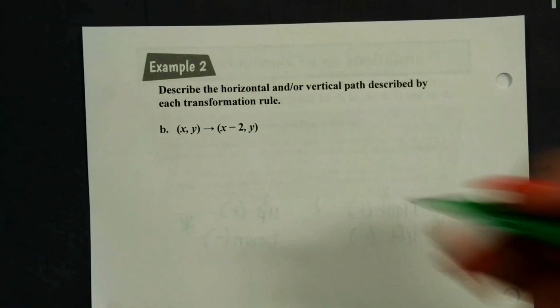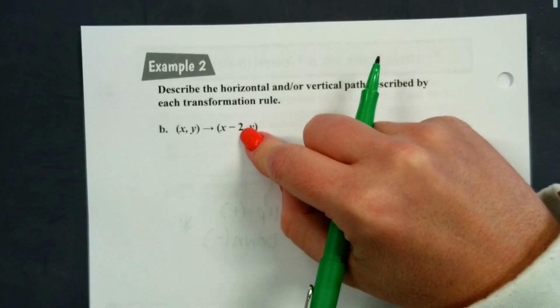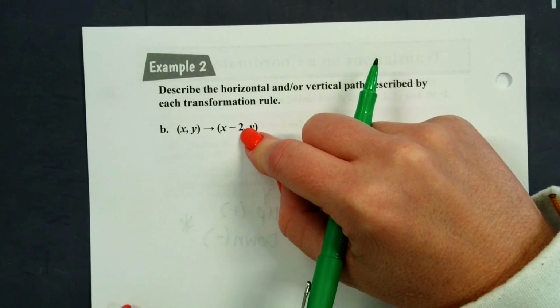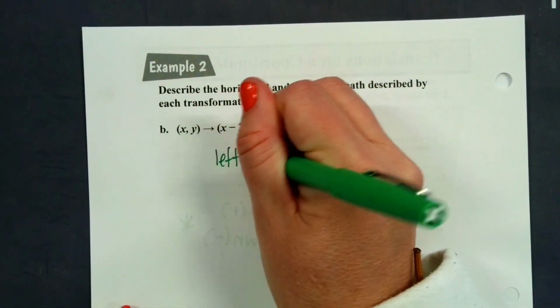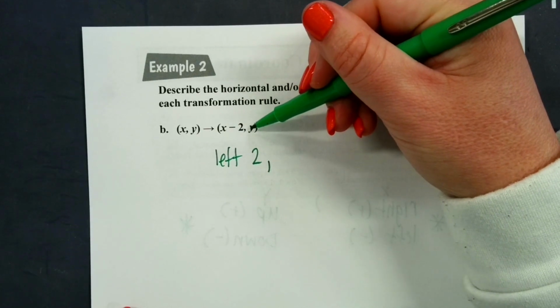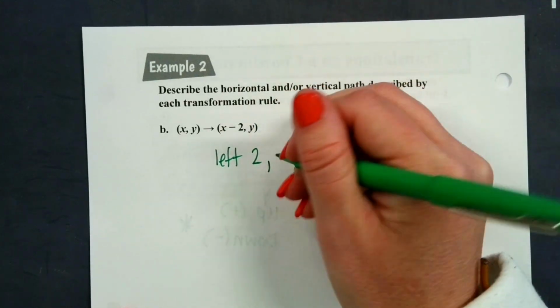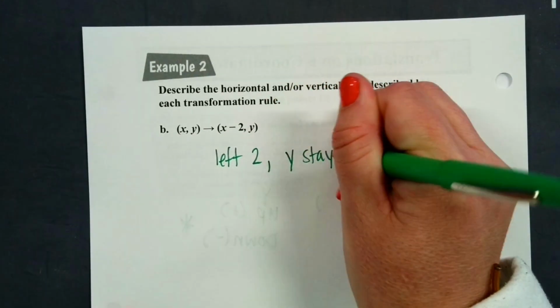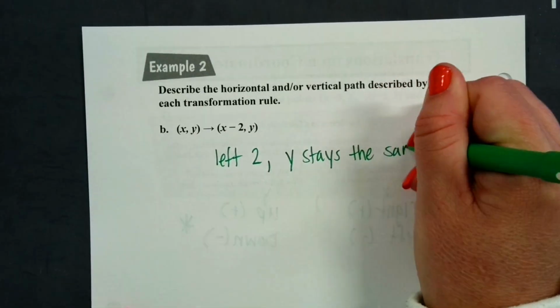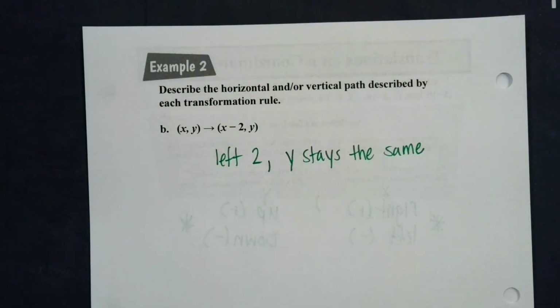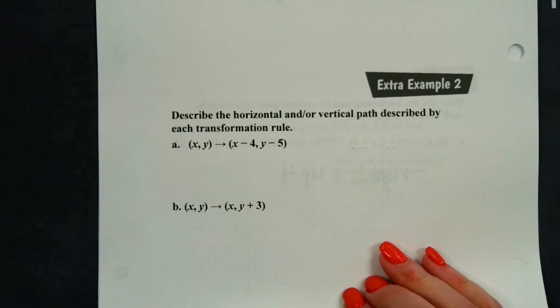All right, this one here. Since I'm subtracting 2, what's happening? Am I going right or left? Left. Is anything happening to the y? So is the y moving up or down? No. All right, you guys describe to me what's happening in A and B.